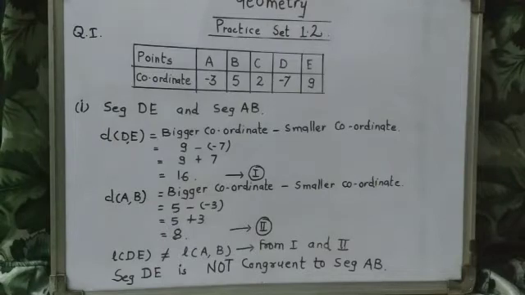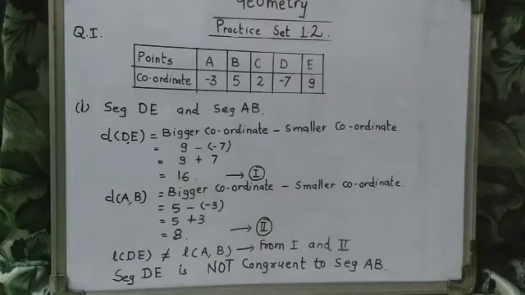Question number 1 reads: the following table shows the points on a number line and their coordinates. Decide whether the pair of segments given below the table are congruent or not. Here the points are A, B, C, D, E. Their coordinates are -3, 5, 2, -7 and 9 respectively. The first one is given: segment DE and segment AB.